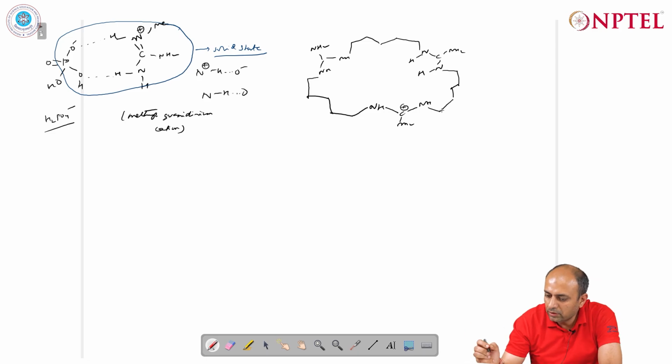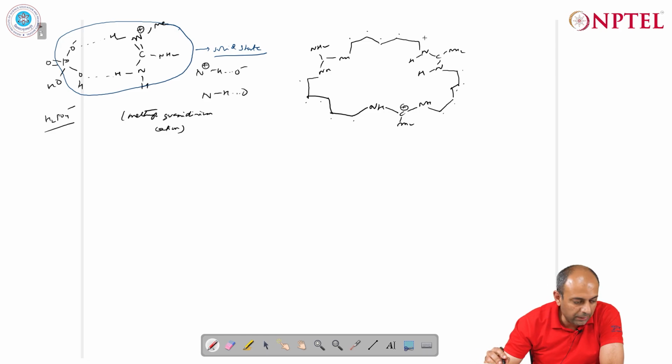So these are my 1, 2, 3, 4, 5, repeated for each arm. So this is my one particular host. This has a positive charge here, a positive charge here, and a positive charge here. So this has threefold symmetry. This is one particular host which was designed, and this is a cationic host which can sense the phosphate anion.